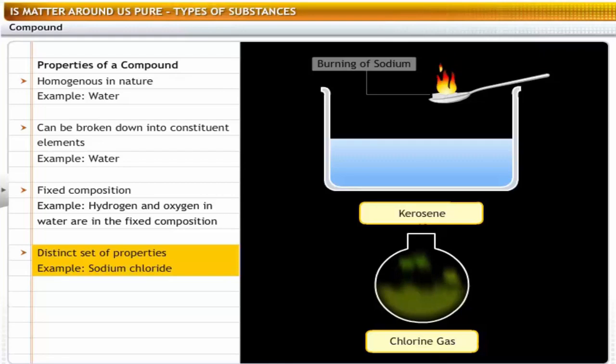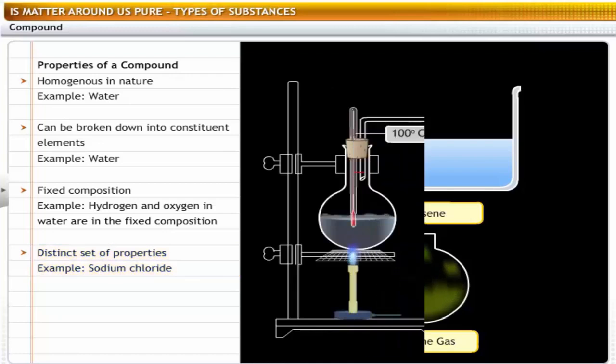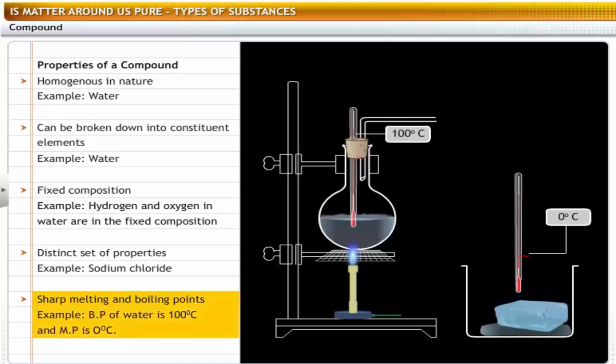Sodium is a highly reactive metal which catches fire when exposed to air, and chlorine is highly poisonous. From this we can say that compounds exhibit a distinct set of properties. A compound has a sharp melting and boiling point. For example, water has a boiling point of 100 degrees centigrade and a melting point of 0 degrees centigrade.